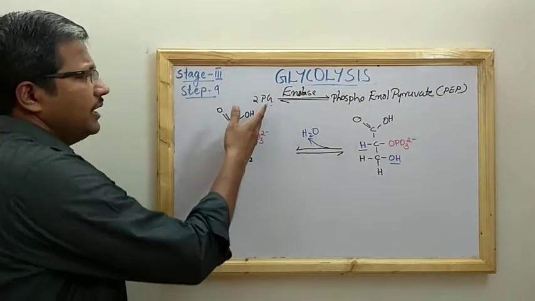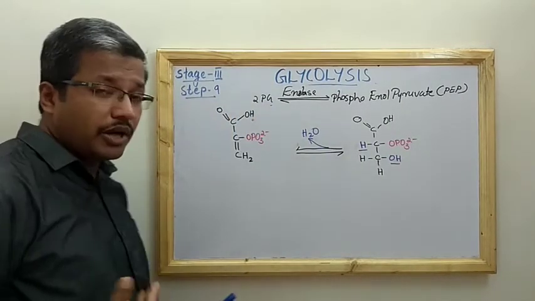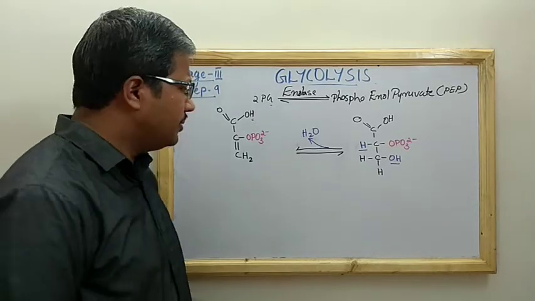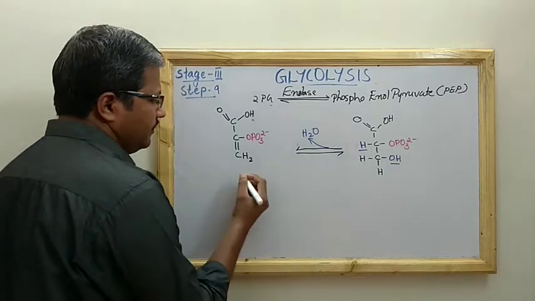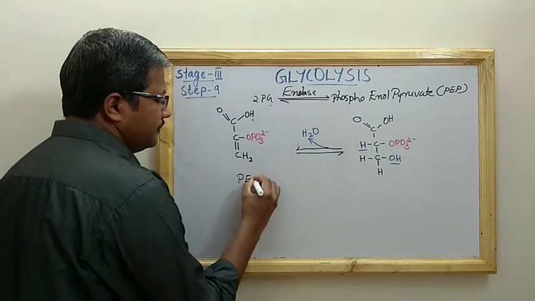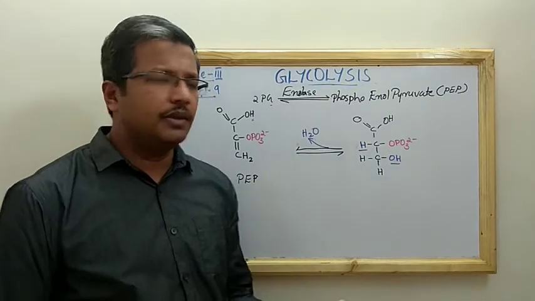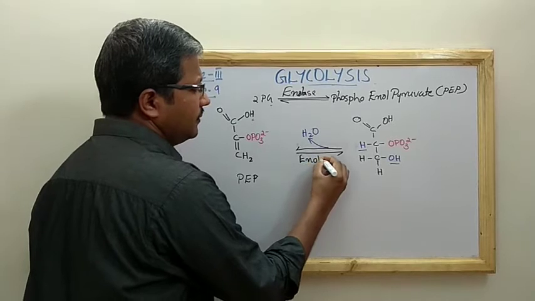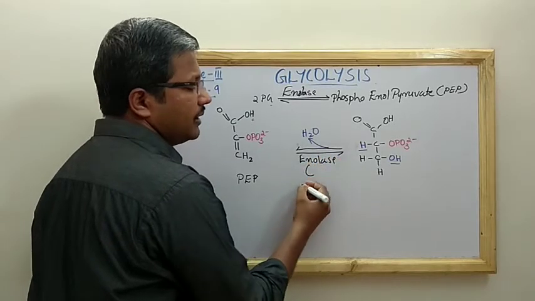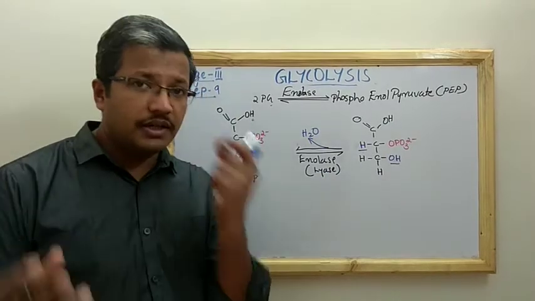So keep in mind, as it is an acid, it can be donated. It can be in ionized form at physiological pH. So this is actually the phosphoenol pyruvate, PEP. Got it? What happened? Water is removed. So to which class does this enzyme belong? Enolase. It's a kind of lyase enzyme. Okay, it's a kind of lyase enzyme.